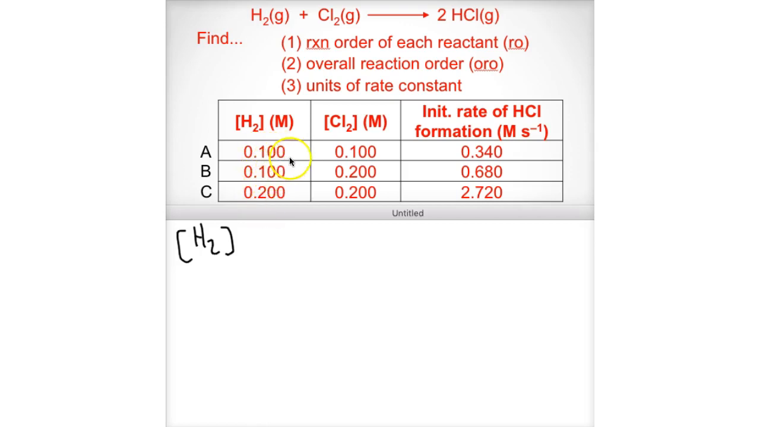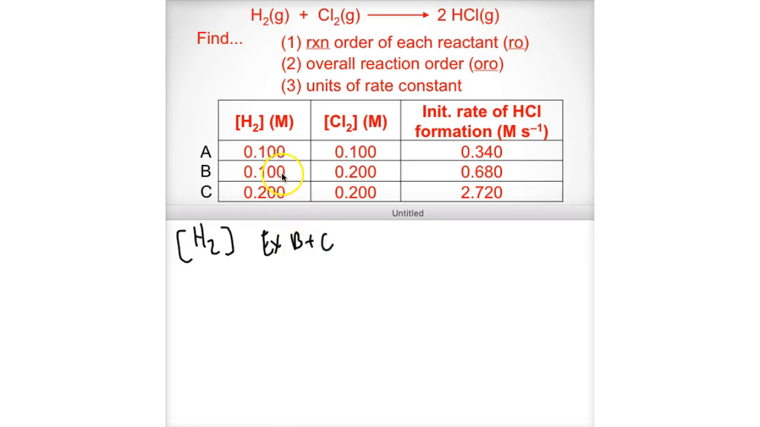But we have a problem. If you look at the other substance, chlorine, it also doubles. We don't want that. The reason we don't want that is because we need to have a controlled experiment. We want to know how hydrogen affects the rate, not how both of these affect the rate. So we can't use experiment A and C. So we're going to use experiment B and C.